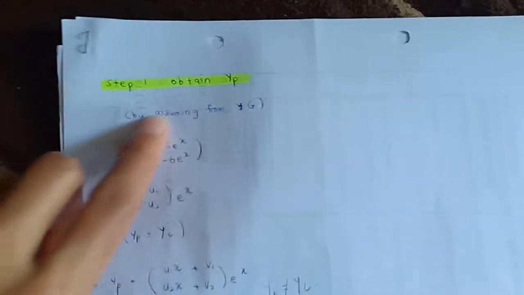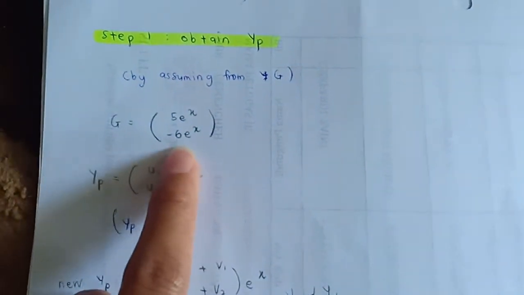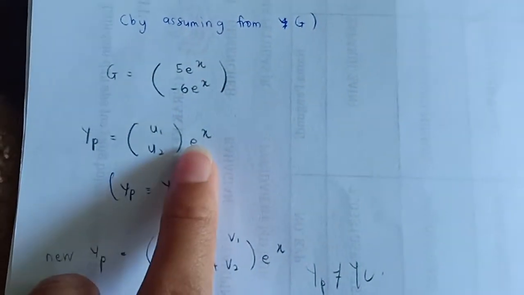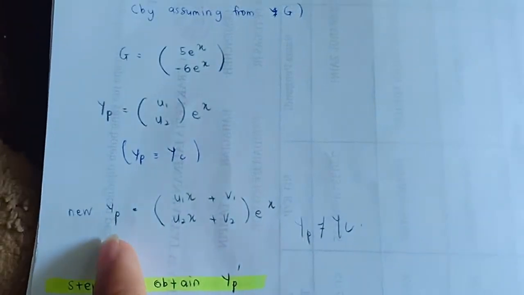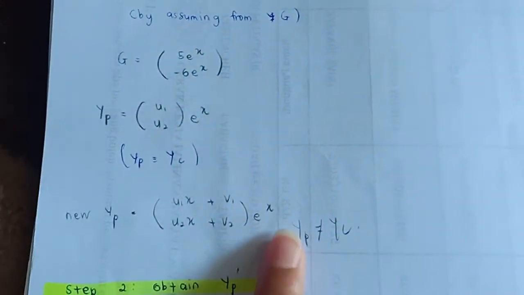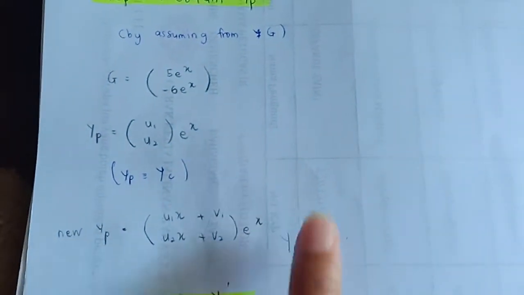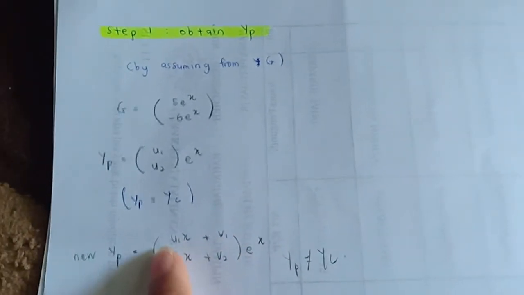The first step, we obtain yp by assuming from g. This is our g, 5e^x, minus 6e^x. By referring to the table, we get this u1, u2, e^x. It seems like yp is the same pattern as yc, so we have to multiply with x. So our new yp is (u1 x plus v1, u2 x plus v2) e^x. Here yp is not equal to yc, so this is our new yp.